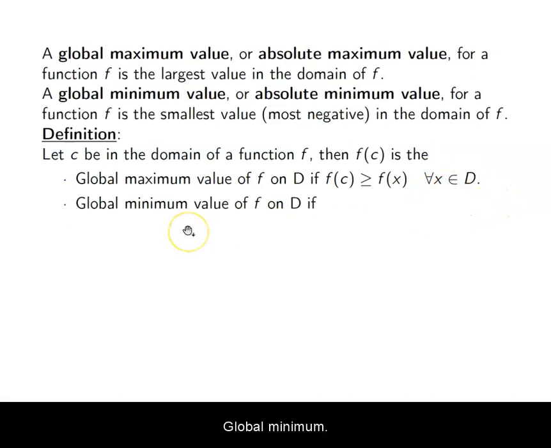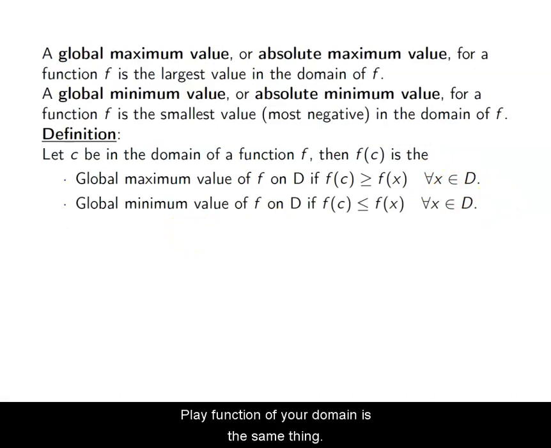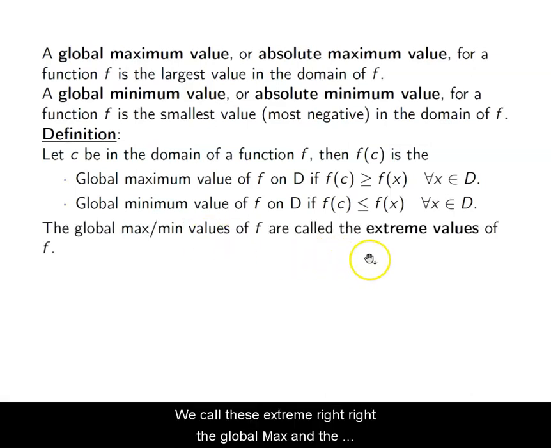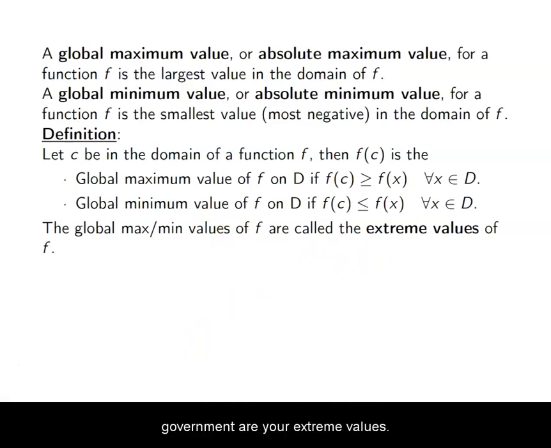Okay, the global minimum for your function over your domain is the same thing, except that it's the smallest value. There should be no other values smaller than it. There can be values that are equal to it, but there should not be any values that are smaller than that output. Again, for your global max and mins, or your regular max and mins even, you're looking for output values, not the inputs. The inputs are important because they tell you where they happen, but you're looking at the actual values of your function. What is the largest value your function has, or what is the smallest value your function takes? We call these extreme values, right? The global max and the global min are your extreme values.